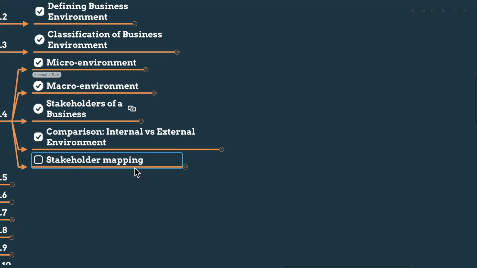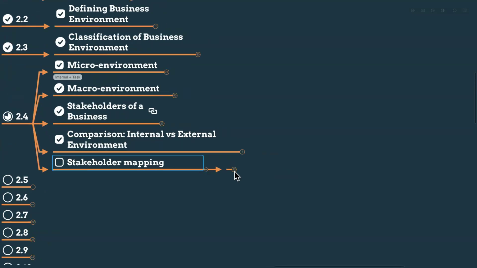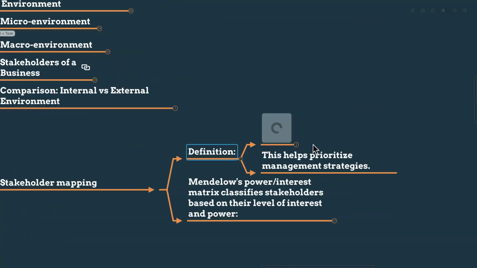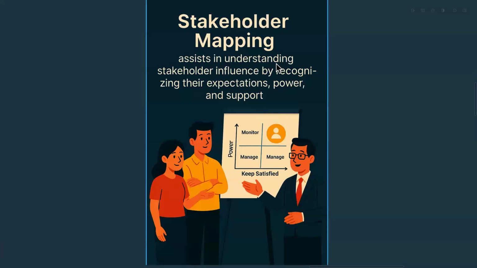And let's talk about stakeholder mapping. You know about stakeholders? These are people interested in our business information, right? So let's talk about stakeholder mapping. What's the definition of this stakeholder mapping? My dears, it assists in understanding stakeholder influence by recognizing their expectations and power as well as support. It's a kind of tool to understand which stakeholders are most important and how we can manage them.